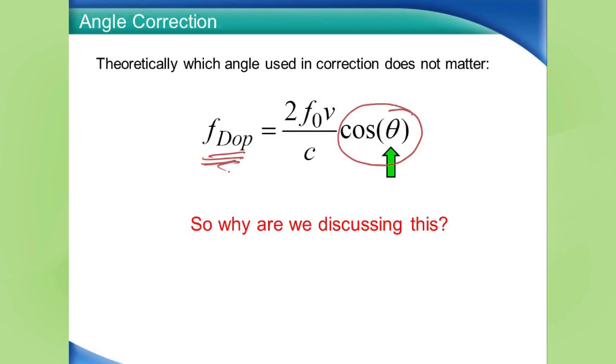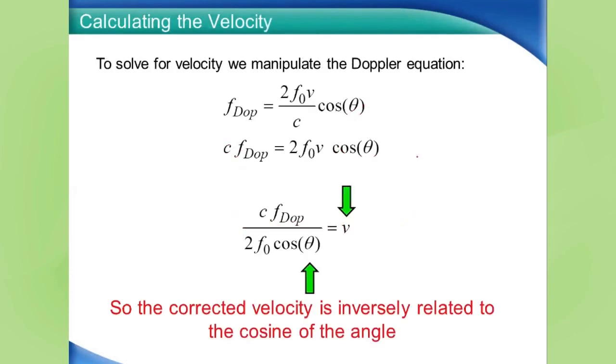Well, this implies that if we use angle correction, we should be able to correct for the angular effect, and therefore it shouldn't matter what angle we use. So theoretically, what angle we use should not matter, and that's true theoretically. Because we're going to apply this cosine theta and correct for the angle, it shouldn't matter. So that begs the question then, if that's going to fix it, why are we discussing this? Well, let's take a look and see how we actually employ the equation, and then we're going to look at the real world. We're not really interested in the Doppler shift. What we're really interested in is the velocity of the blood.